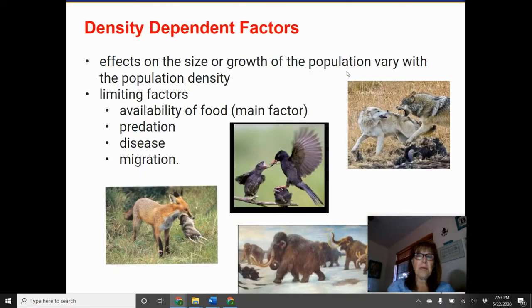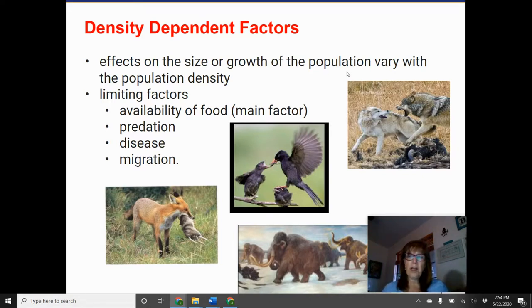So density dependent factors, effects on the size or the growth of the population, vary according to the number of individuals in that population. And the limiting factors that come into play during density dependent are, again, the availability of food, predation, competition, disease, migration. I mean, think about disease. The more populated a city is, the more likely it is for a disease to have a huge effect.